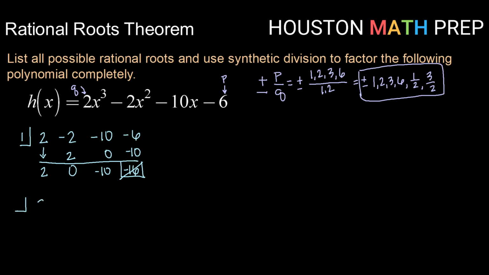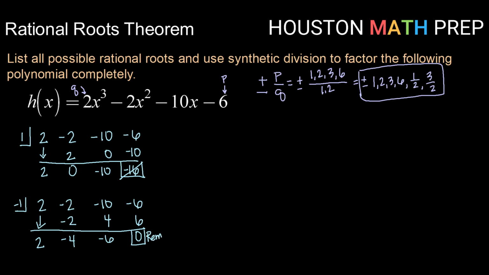So I'll repeat that process, moving on to another value in my list. So let's go ahead and move on to -1. So -1 times 2 is -2. -2 plus -2 is -4. -1 times -4 is +4. And -10 plus 4 is -6. -1 times -6 is +6. And -6 plus 6 is 0. So here we got a 0 remainder. That means that -1 is a root of our polynomial.